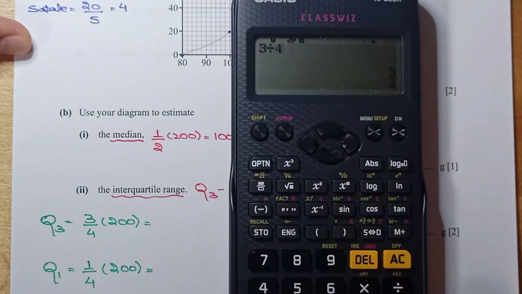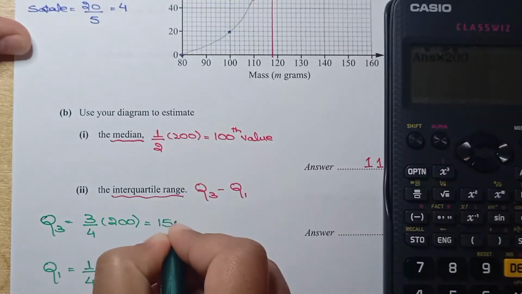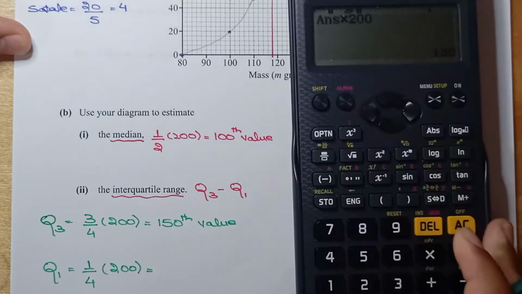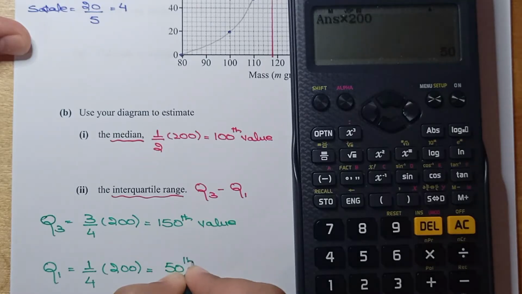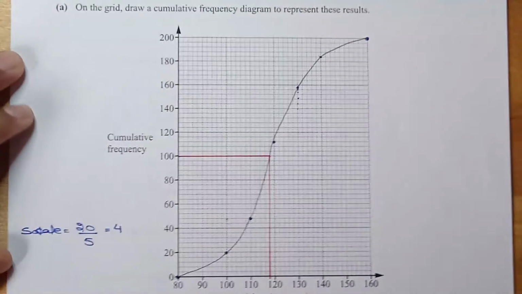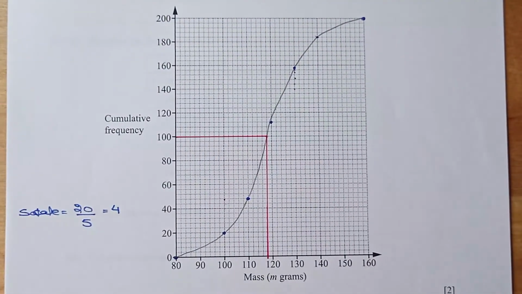3 by 4 times 200, we need to find the 150th value, and 1 by 4 times 200 is the 50th value. And then we can subtract both of them to get the interquartile range. So 150 and 50. Now on the cumulative frequency curve, we need to first find the value corresponding to 150.